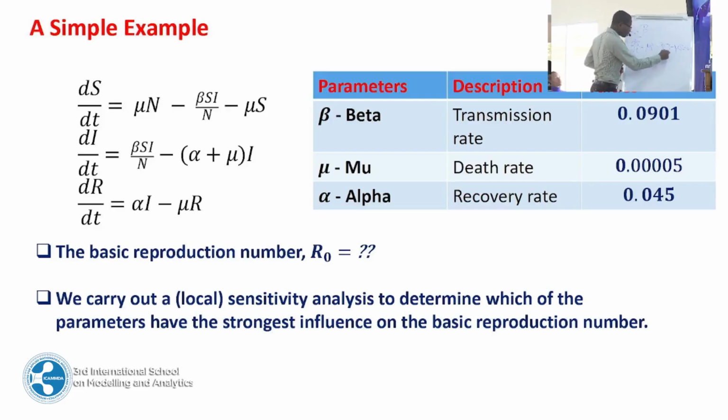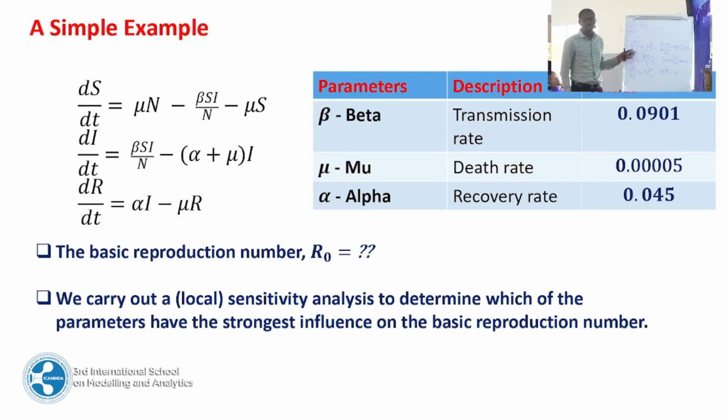Okay, dS/dt = mu N - beta S I over N - mu S... dI/dt = beta S I over N minus (alpha plus mu) I. And then dR/dt equals alpha I minus mu R.